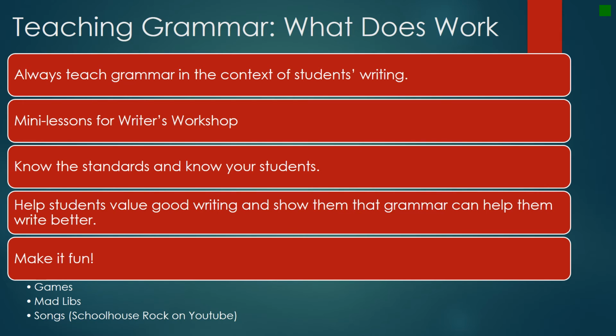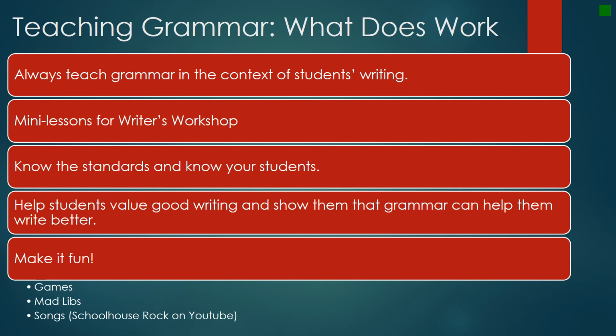So let's think about grammar and what works, because we want to help students have better writing, not because we want them to have better grammar. We do want them to speak with correct grammar and write with correct grammar. However, grammar is a means to an end, not the end itself. So first of all, we always teach grammar in the context of students' writing. We don't separate it out from our writer's workshop.